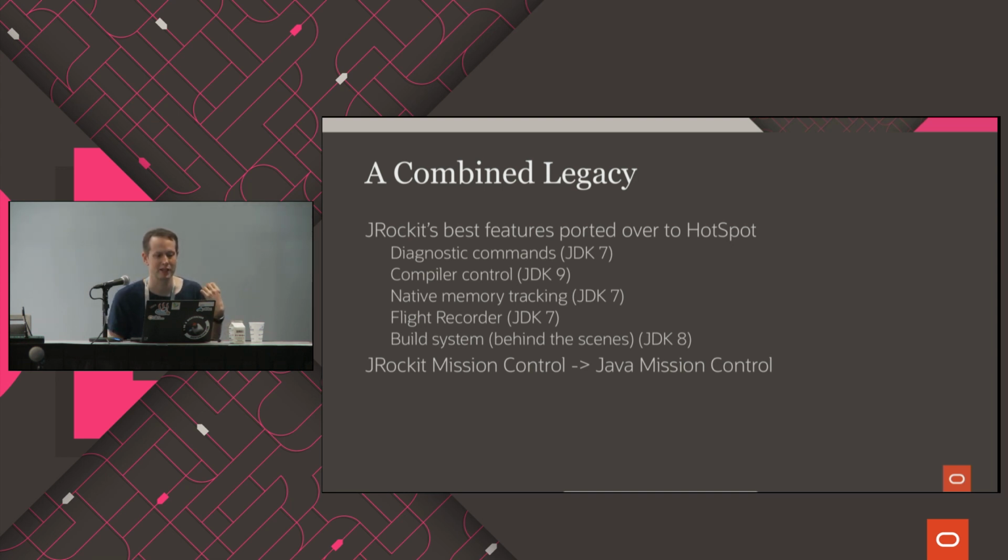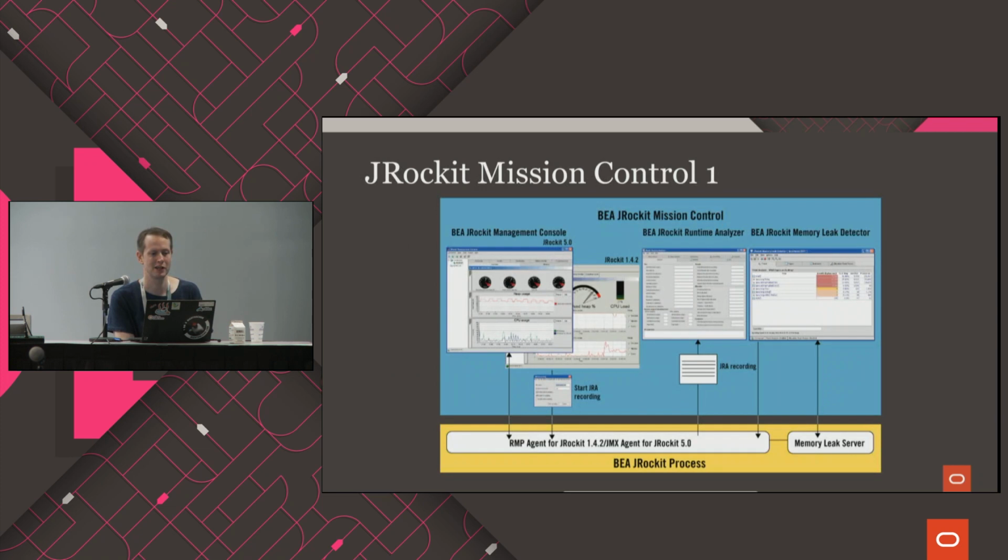That came from JRocket. Native memory tracking came from JRocket. Of course, Flight Recorder, obviously. And behind the scenes, the build system was almost completely rewritten by one of the ex-JRocket engineers. And around this time, the JRocket Mission Control was renamed Java Mission Control. You'll notice this theme repeated later on as well.